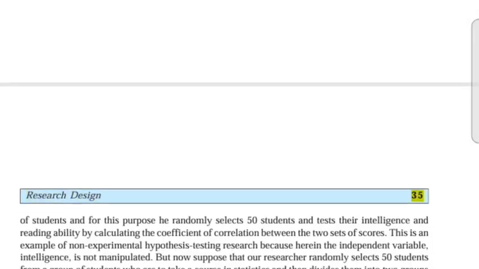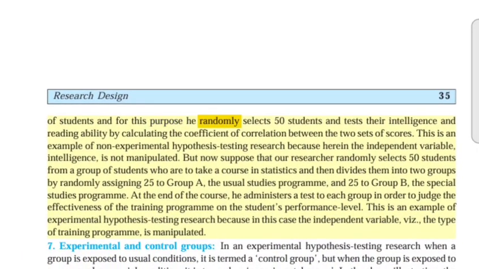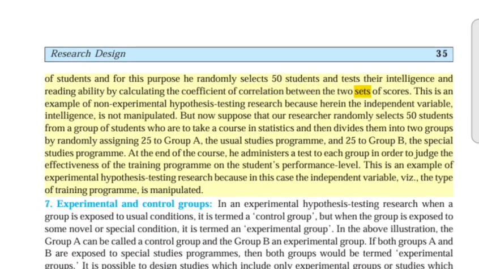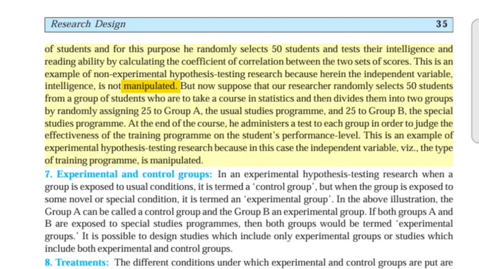For this purpose he randomly selects 50 students and tests their intelligence and reading ability by calculating the coefficient of correlation between the two sets of scores. This is an example of non-experimental hypothesis testing research because herein the independent variable, intelligence, is not manipulated.